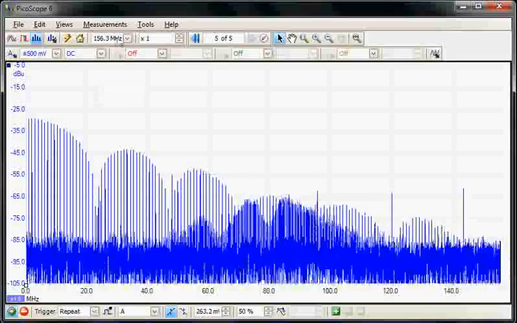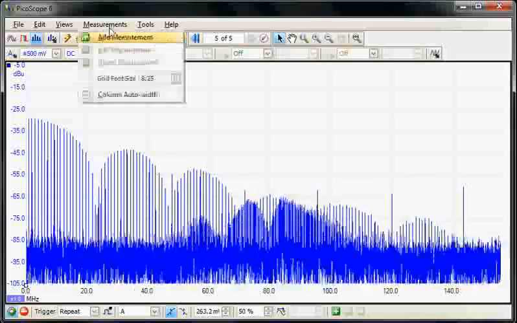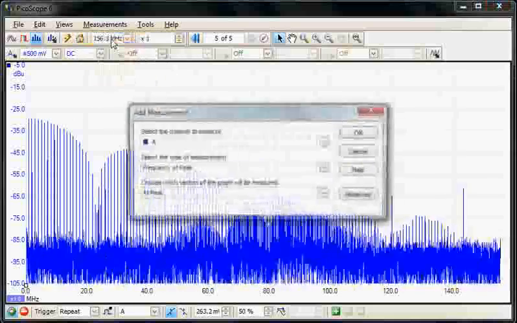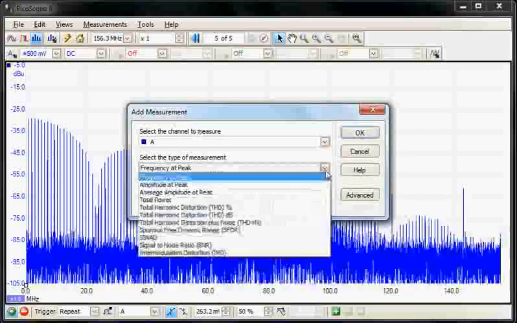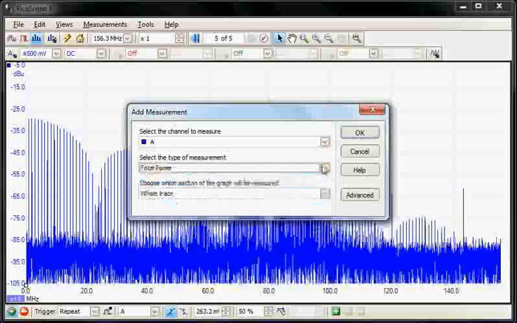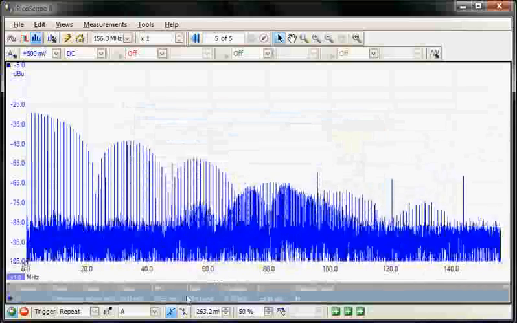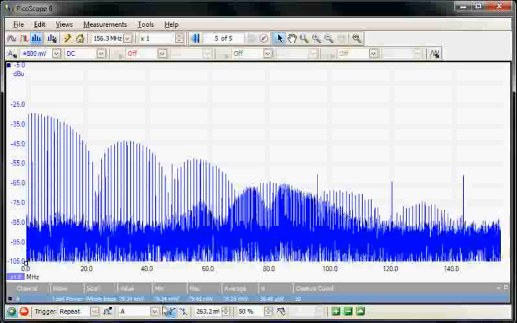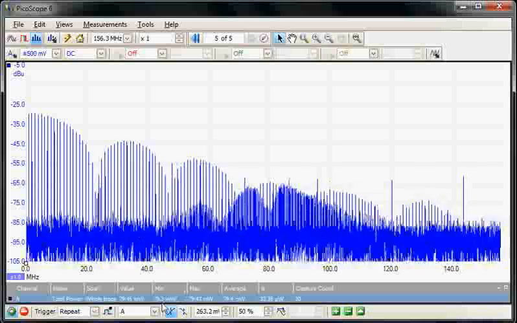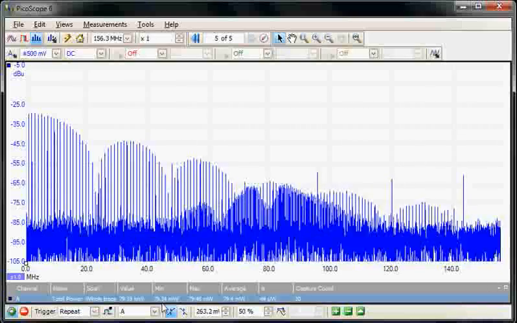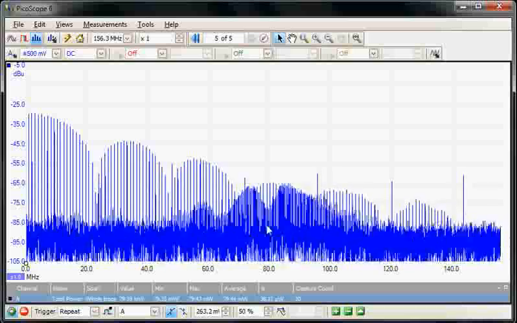So first thing we do is measure the total power of this particular signal. So I'm going to add the measurement, and we're going to select total power. Select OK. So here we see the total power. This particular pulse signal is around 80 milliwatts. So this gives a very useful indication of the total power of a signal.